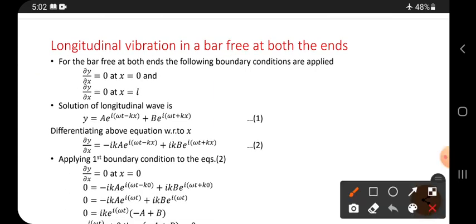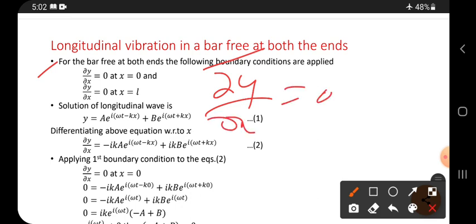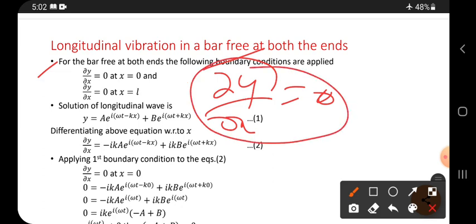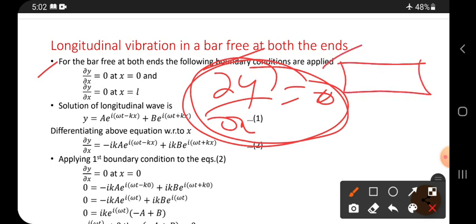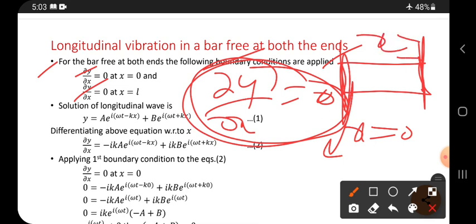Longitudinal vibrations in a bar free at both ends. For the bar free at both ends, the following boundary conditions are applied: ∂y/∂x = 0 where the end is free. We have to apply this value. The bar is not fixed to anything, so both ends are free, which means this value is present at both places. At the first point, the beginning, x = 0, and at the last one, x = l.